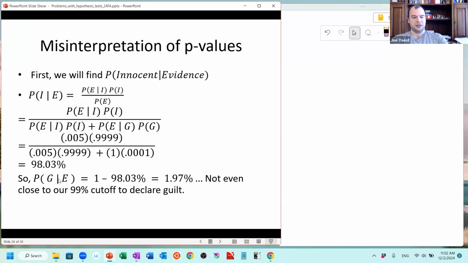So the probability they're guilty in light of this evidence, in light of a p-value of, sorry, 0.5%, is, under the Bayesian perspective, only 2%. This is the number we were looking at, needing to be over 99% for the Bayesian to declare guilt. The frequentist rejected in favor of the alternative, but the Bayesian is nowhere even close. There's only a 2% chance the person is guilty in light of this circumstantial evidence. Nowhere close to that, say, 99% cutoff.